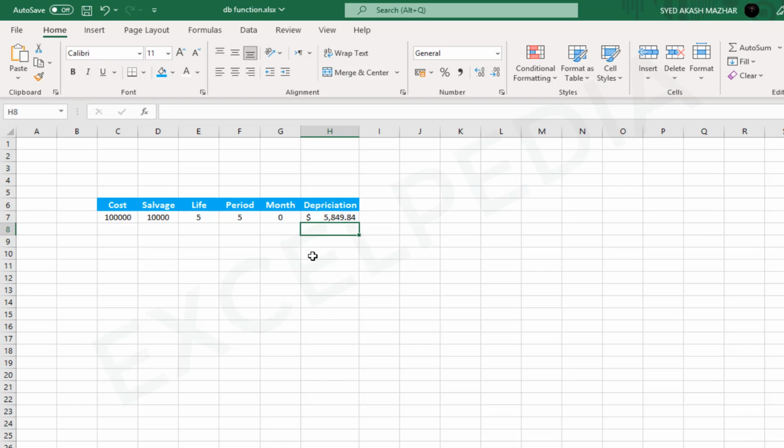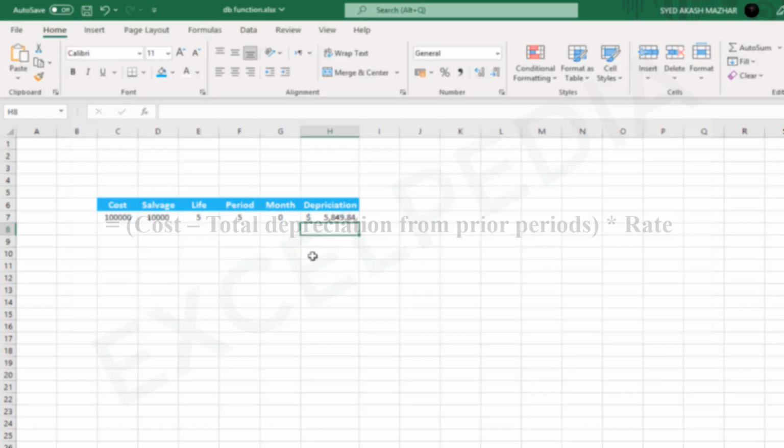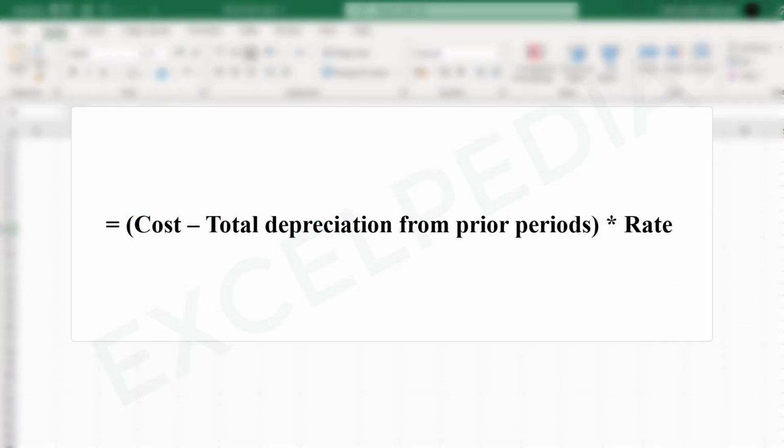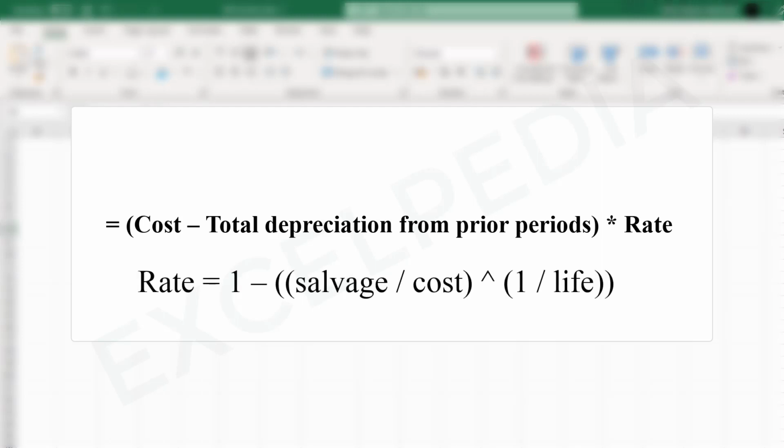The DB function computes the asset's depreciation at a fixed rate using the fixed declining balance approach. The formula used by DB to compute depreciation for a period equals (cost minus total depreciation from prior periods) * rate, where rate equals 1 minus (salvage / cost) ^ (1 / life).